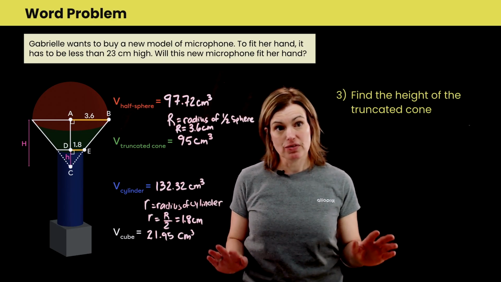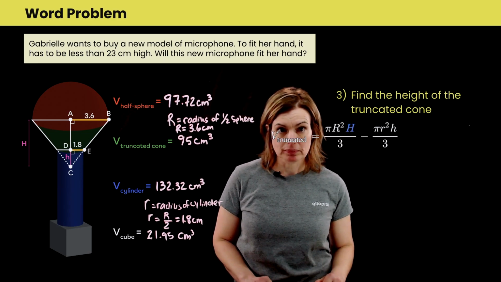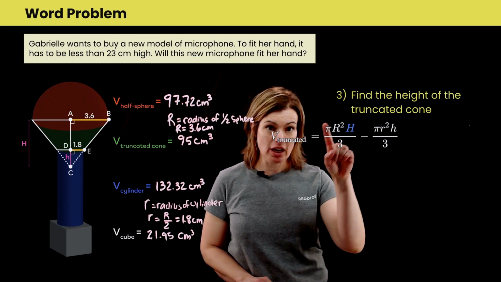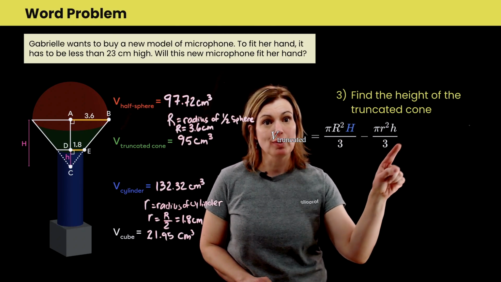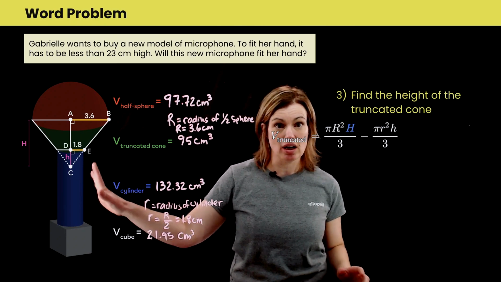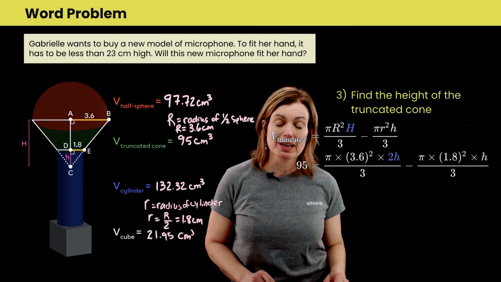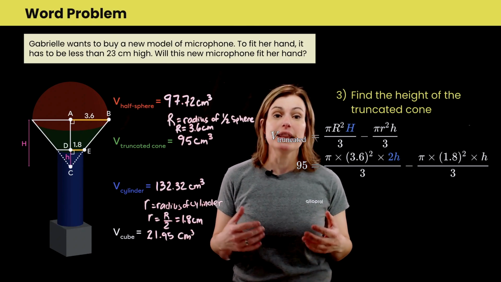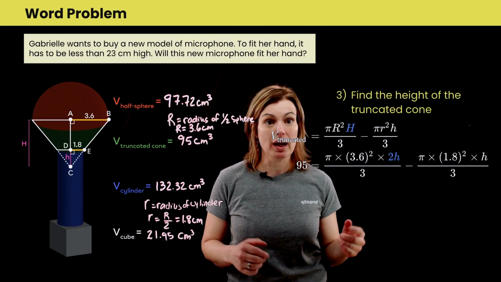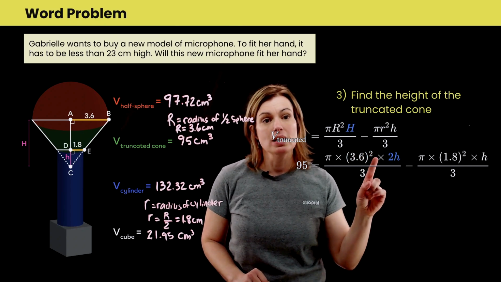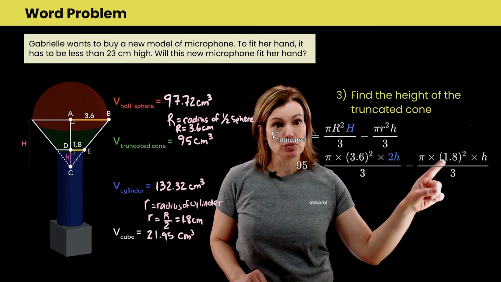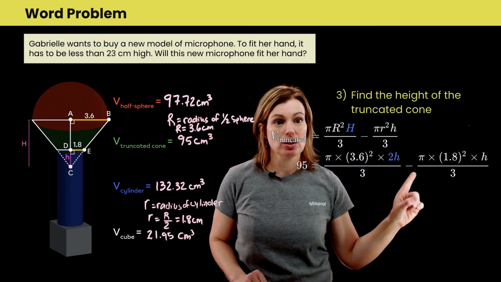Okay, so to find the height of the truncated cone, we're going to take the volume of the entire cone and we're going to subtract the volume of this little tiny cone that we slice off. So when I replace the variables that I do know the information for, that's going to give us 95 is equal to pi times 3.6 squared times 2h divided by 3 minus pi times 1.8 squared times h divided by 3.